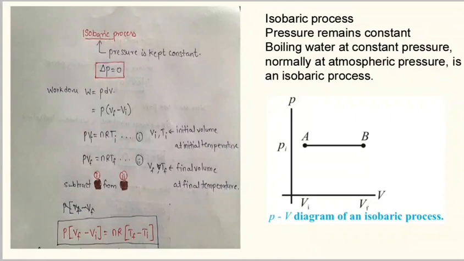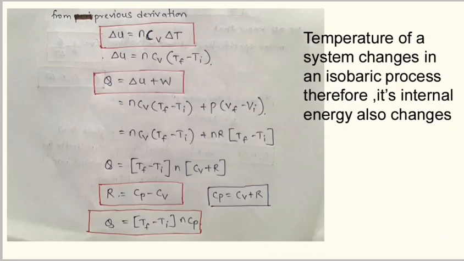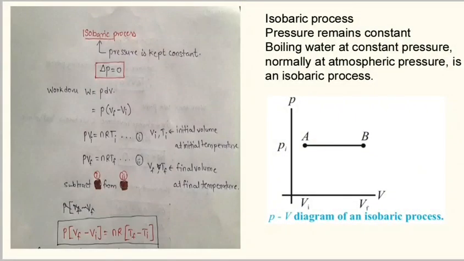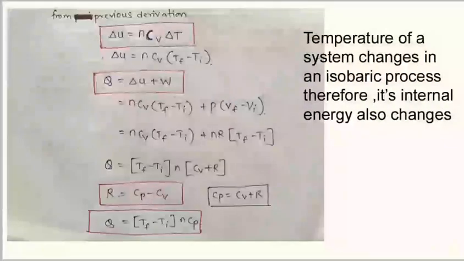is equal to nR(Tf minus Ti). From previous derivations, you already know delta U is equal to nCv delta T, where delta T is nothing but final temperature minus initial temperature. By substituting this delta U in the first law of thermodynamics equation, you get Q is equal to nCv(Tf minus Ti) plus P(Vf minus Vi). Now you can also see the same equation here, P(Vf minus Vi) is equal to nR(Tf minus Ti). If they are equal, then I can substitute the value of P(Vf minus Vi) equal to nR(Tf minus Ti) in the equation of the first law of thermodynamics.